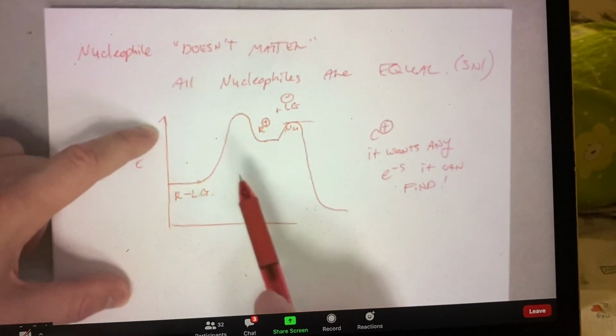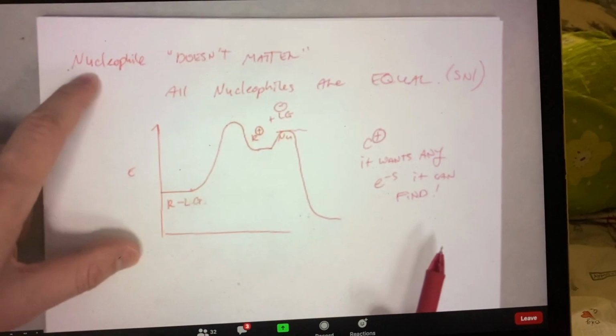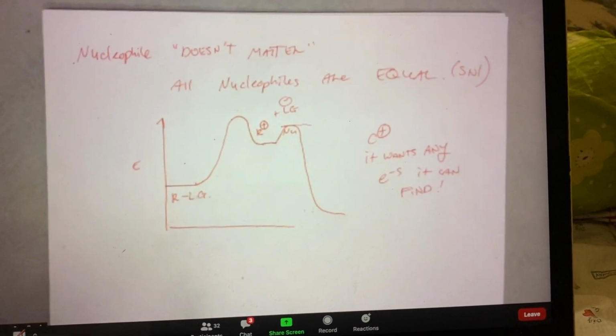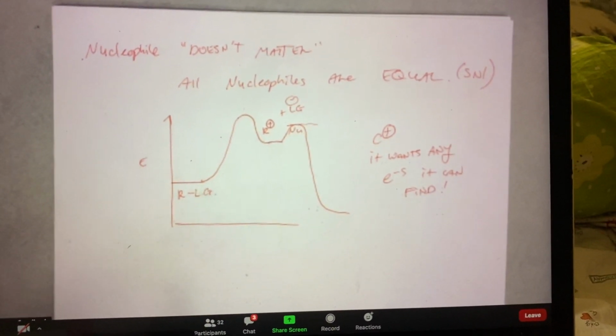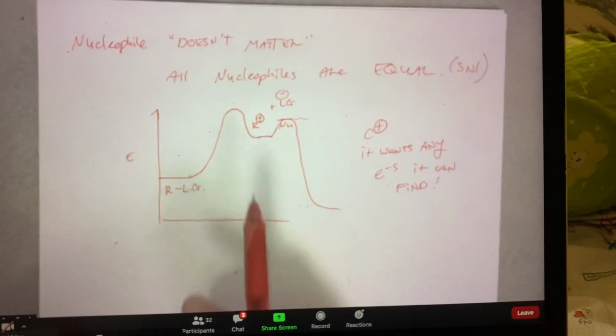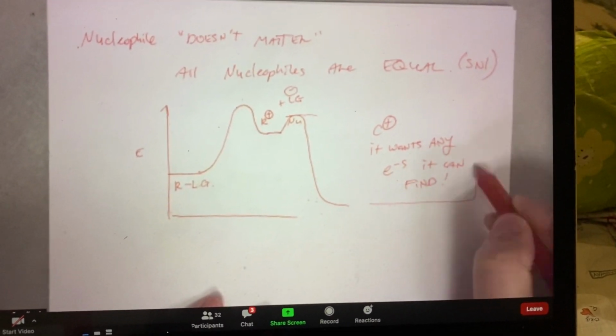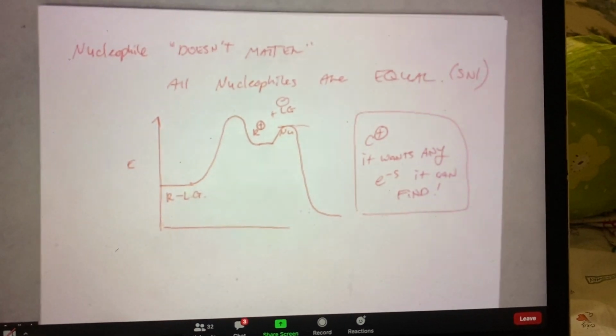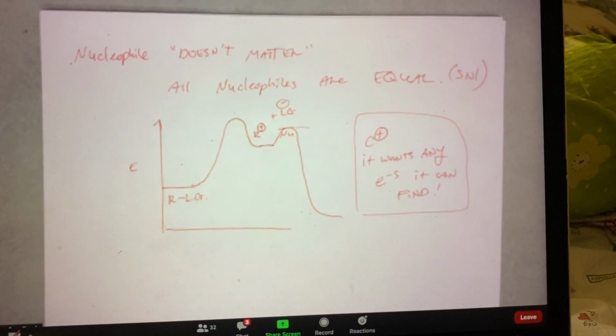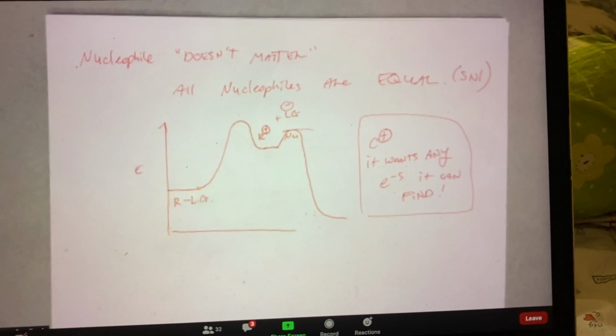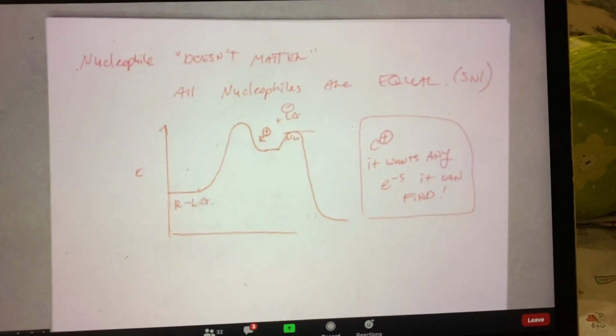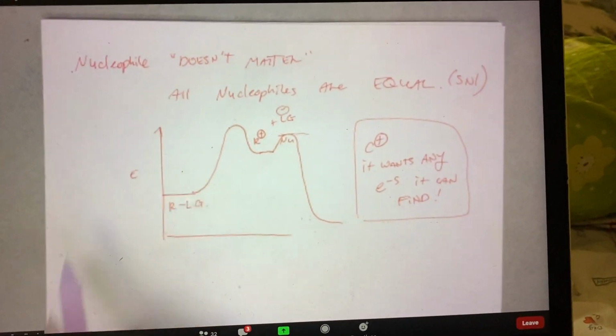Anything will work, and so we no longer have a nucleophile trend for the SN1 reaction. They're all equal. This is hard to wrap your head around, but we have a carbocation. It wants any pairs of electrons it can find. It really doesn't care. Okay? So already we have a different substrate trend. We have something different happening with the nucleophile.